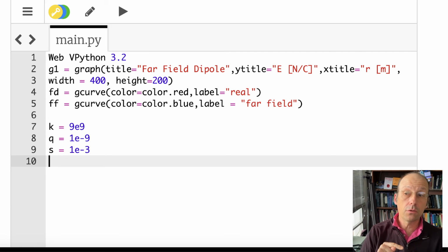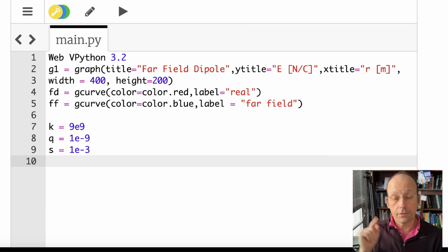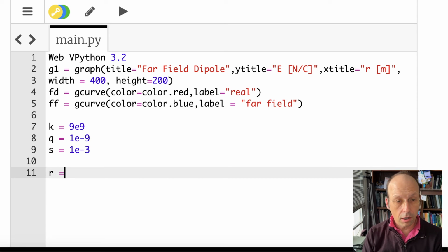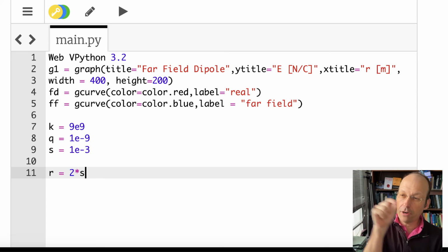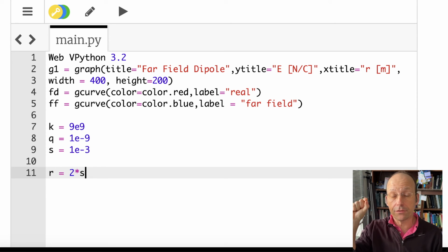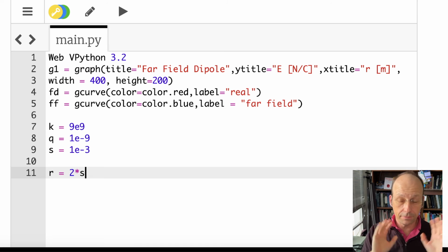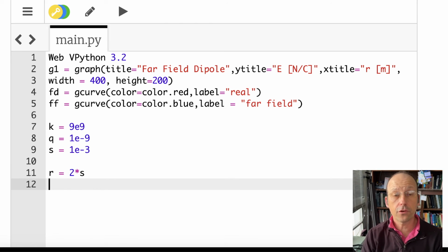The other thing I need to do is to start with my value of R, and then I'm going to keep moving R, right? So let's say R is equal to 2 times S, right? So I want to start outside the dipole. If I don't do that, I'm gonna pass over the dipole, and things are going to get whacked out of line. Let's first make a plot of, and then dr. I need to have how big of a step I'm going to do. Let's say S over 100.